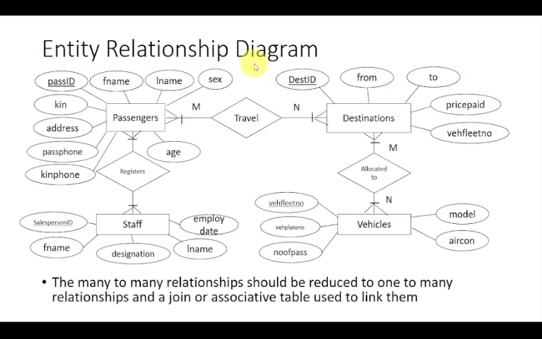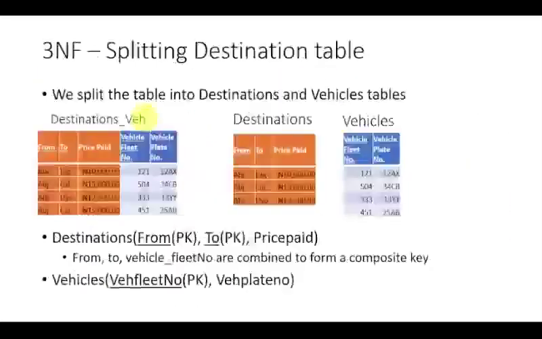Now we look at our entity relationship diagram. Our passengers, remember, had a many-to-many relationship, denoted by M to N, with destinations. Destinations had a many-to-many relationship with vehicles, and then staff had a many-to-many relationship because a staff registers many passengers, and many passengers are being registered by many staff. Recall on that table, you saw something like that. Some staff registered passengers for different periods. Let's have an example. You have an example here where you had Dean.